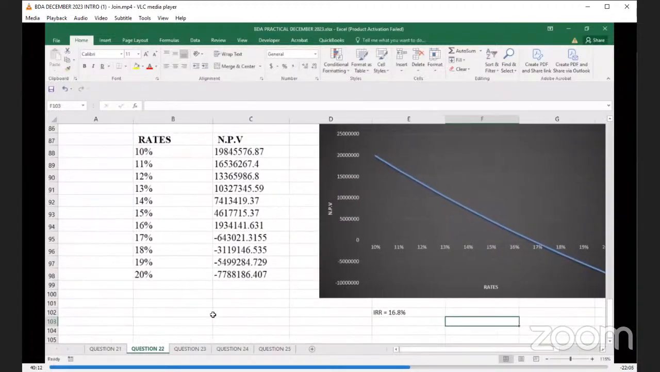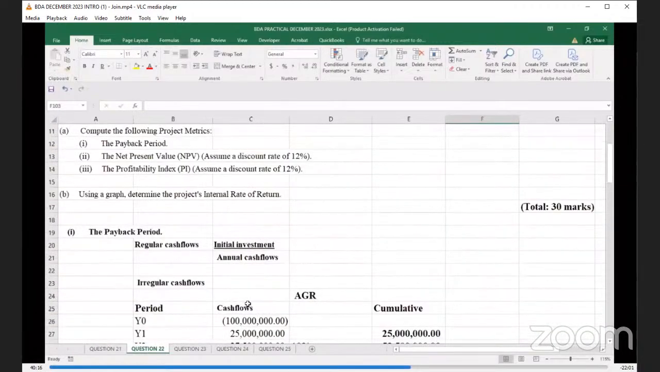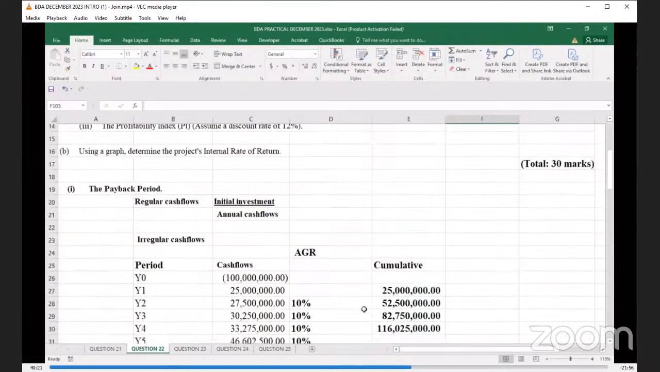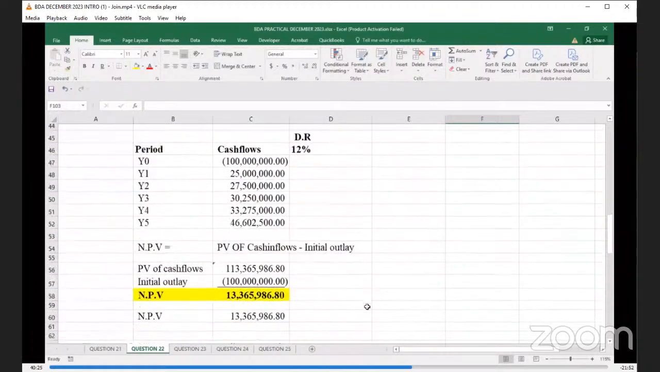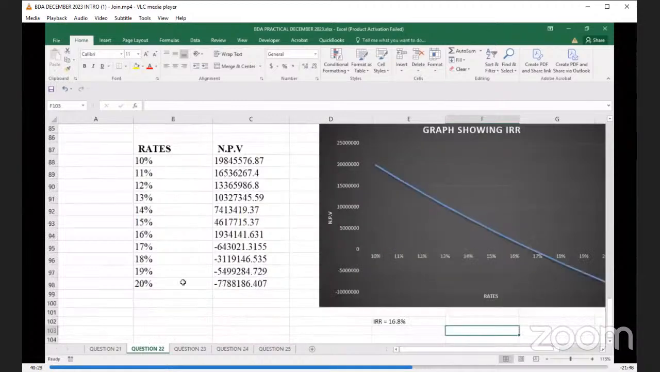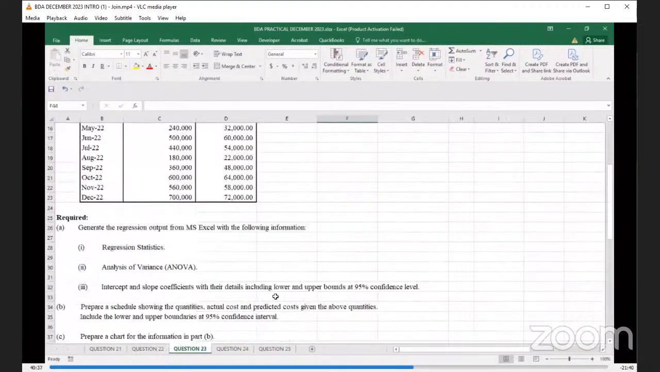So this was question number 22. You earn all your 30 marks. As simple as that. I'm going to share this Excel so that you should also use it in your practice. So that's the first thing that I'm supposed to do. We are done with question number 22. So in this case, we proceed to question number 23.